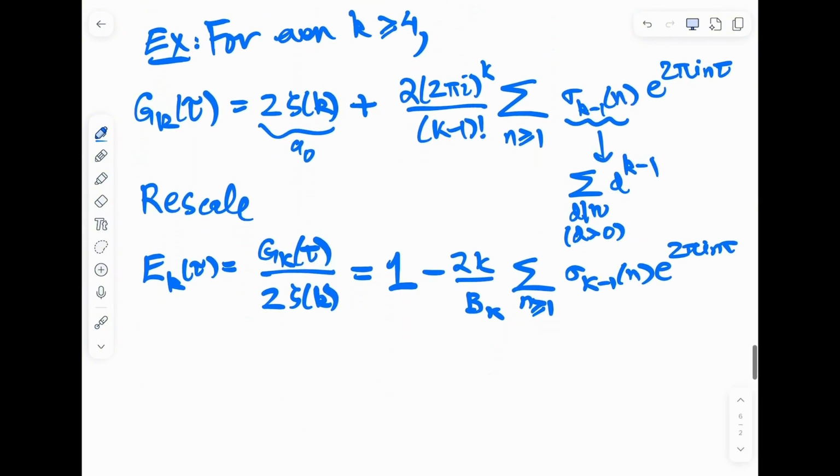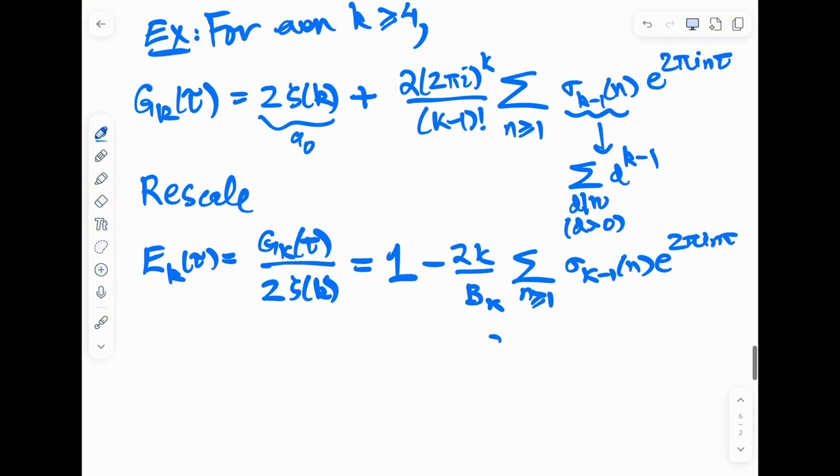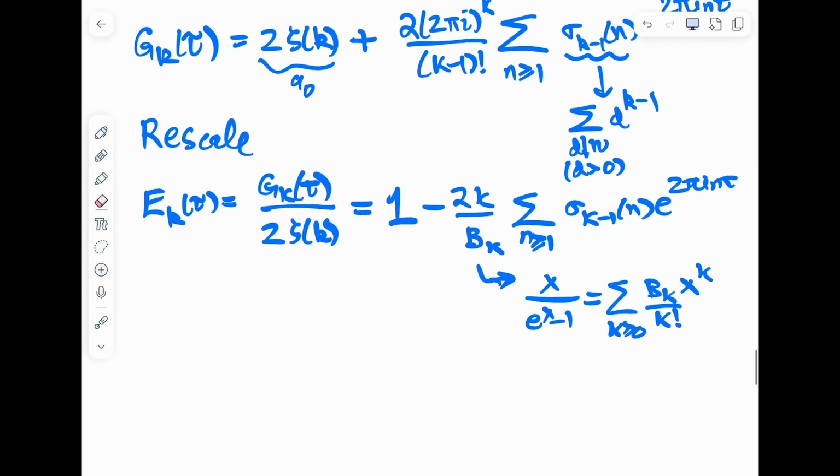Okay, so here, these are the Bernoulli numbers. They show up in the power series for x over e to the x minus 1. It's the exponential generating function of the Bernoulli numbers. Okay, so here's a table of a few values of the Bernoulli numbers. Turns out that the odd Bernoulli numbers are 0 except for B1, so we're not going to worry about that one. So the 0, 2, 4, 6, 8.